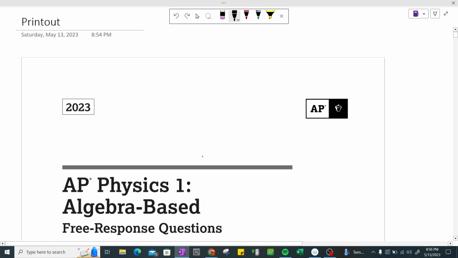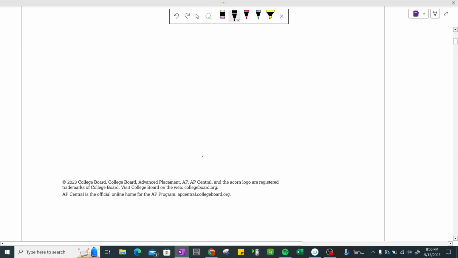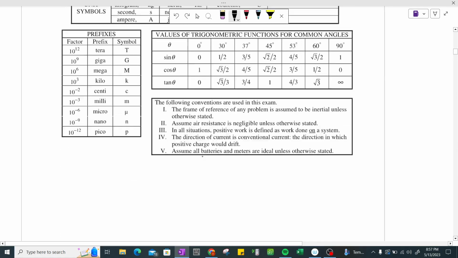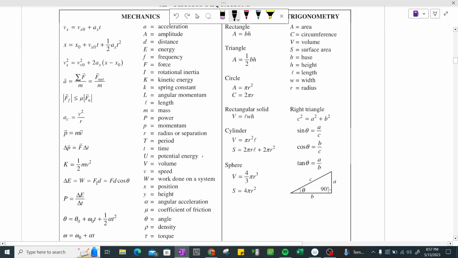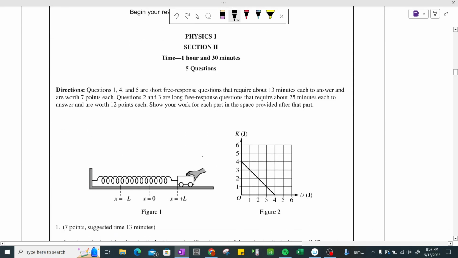Okay, so here are my solutions for the FRQs. They may not be fully correct, but this is a blind look at them. So same formula sheet as usual. Nothing changed.